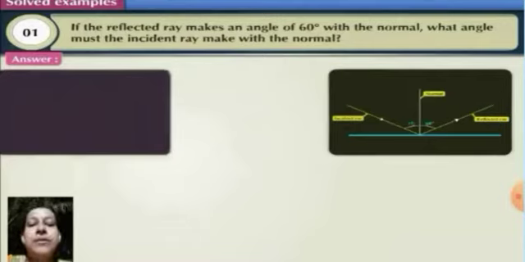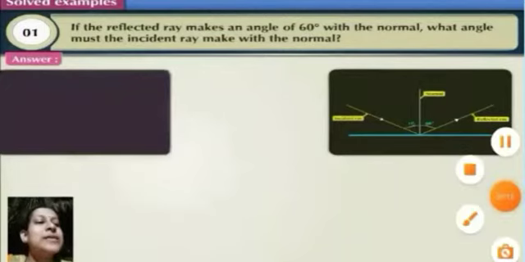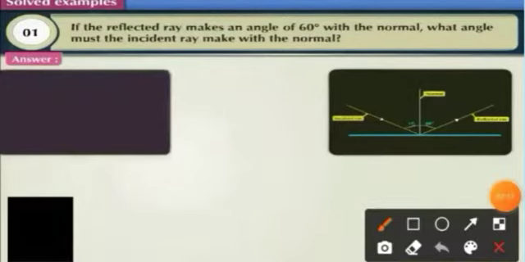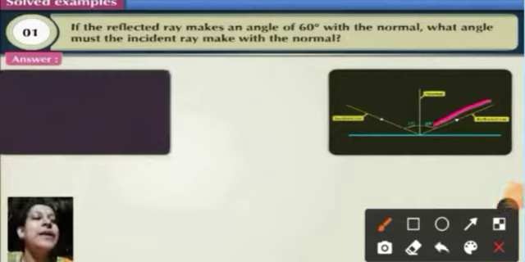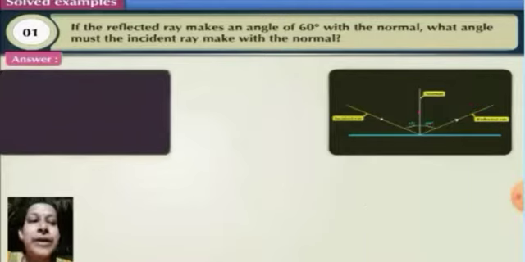So the reflected ray and the incident ray are on the opposite sides of the normal. So here the question is, if the reflected ray makes an angle of 60 degree with the normal. So the reflected ray which is there is making an angle of 60 degrees. So this is your reflected ray which is making an angle with the normal as 60 degree. Now we have to find out what angle must the incident ray make with the normal. So what is asked is incident angle.